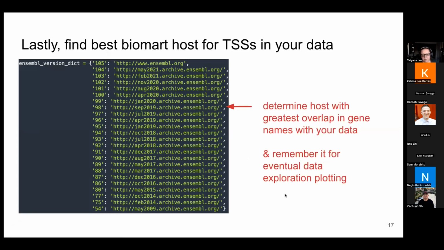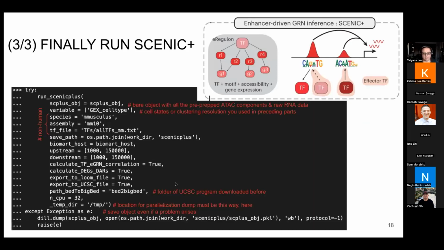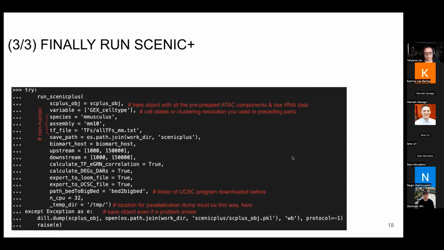Lastly, determine the biomart host that will have the highest overlap in genes with your data. And for data exploration later, you'll need to remember which host you used, so keep track of that. And then finally, put all those components together to run SCENIC Plus and infer gene regulatory networks. So this is the code here.